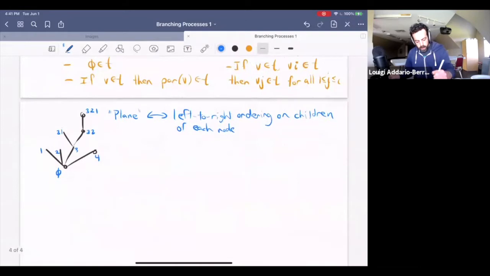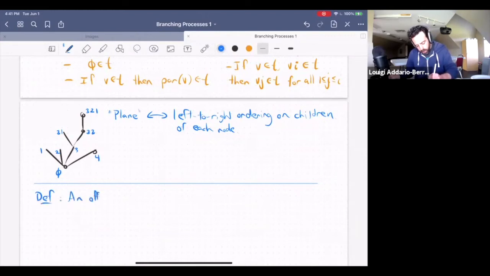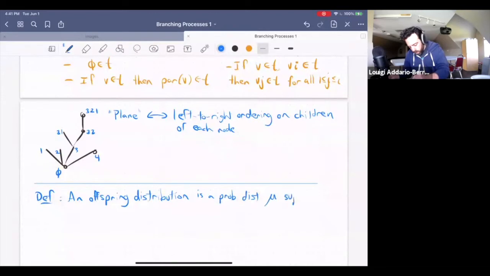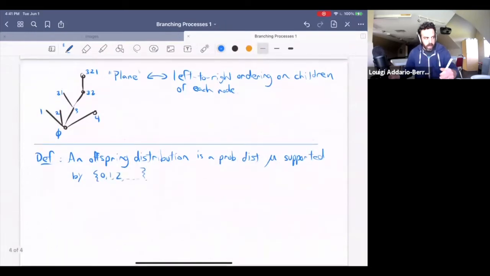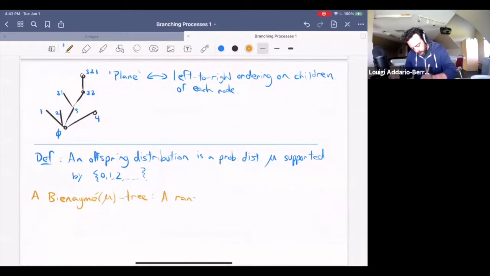Okay, so now we'll inject randomness into the picture. By an offspring distribution, I just mean a probability distribution supported on the non-negative integers. And then I'll call a bien-aimé tree a random plane tree where each node independently has a mu distributed number of children.